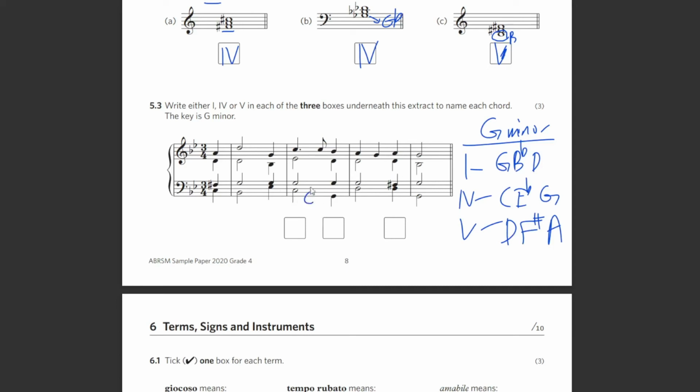This is C, G, E, C. Okay, this is E flat. So this is chord 4. Next, this is G, D, B flat. Okay, this is B flat here. So it's chord 1. Okay, then this one is D, F sharp, D, A. So this is chord 5.